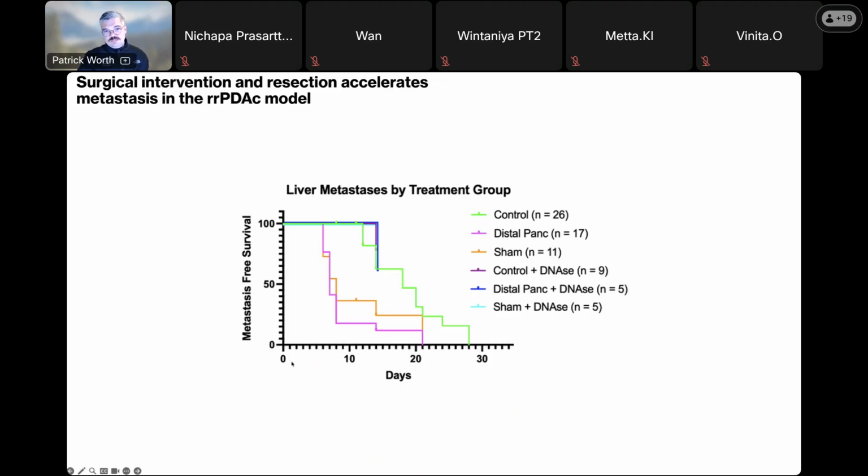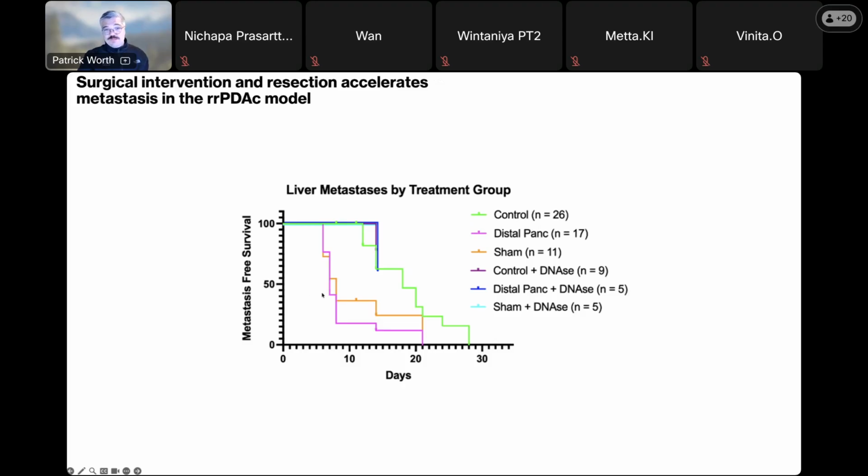And what you'll see here, this is at day 0, which is the day of resection. They've had 2 weeks of growth prior to this, and then they have tumor resection. We'll follow their livers, but this pink line is our distal pancreatectomy group, and we're able to reliably identify metastases in the mouse livers radiographically and microscopically by day 7, median of day 7 after resection.